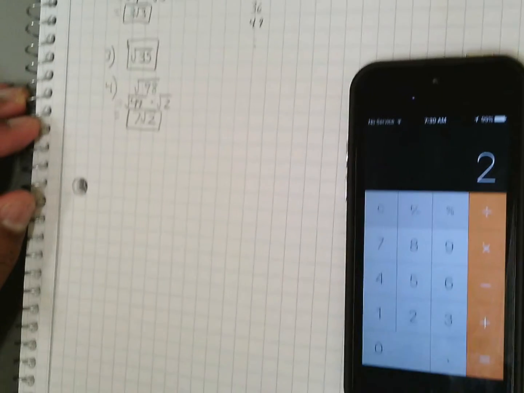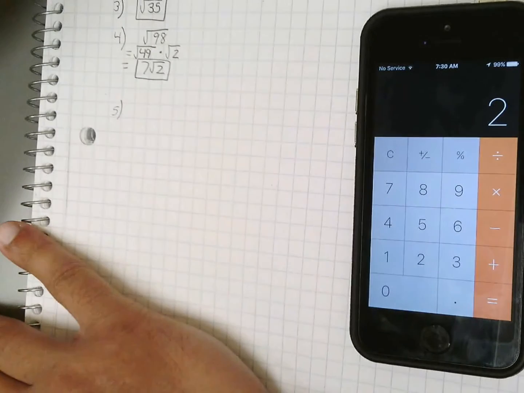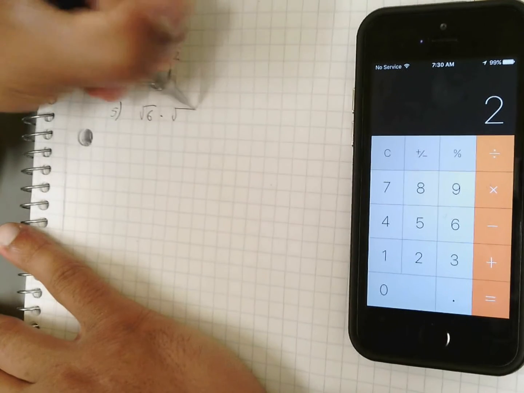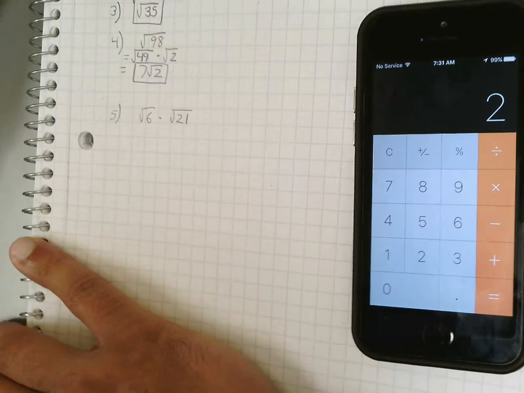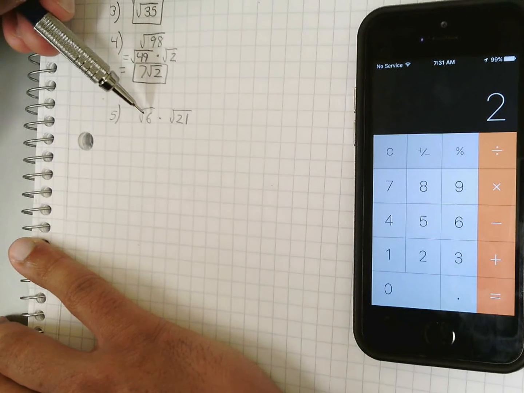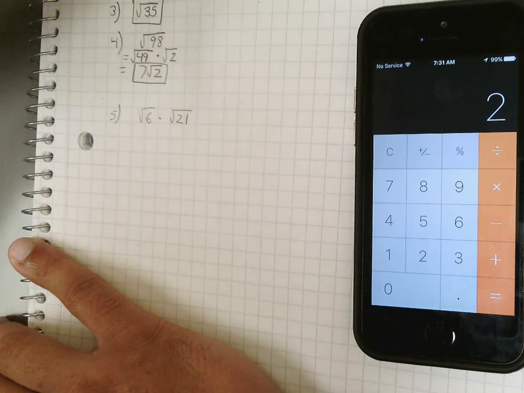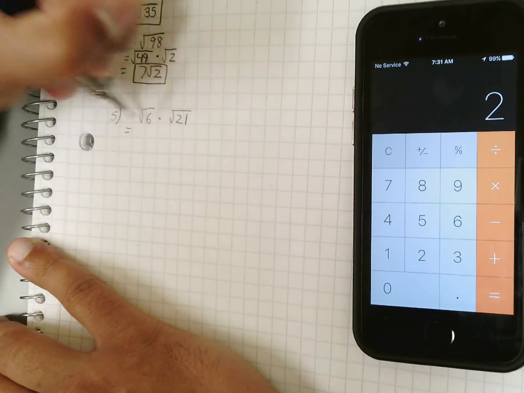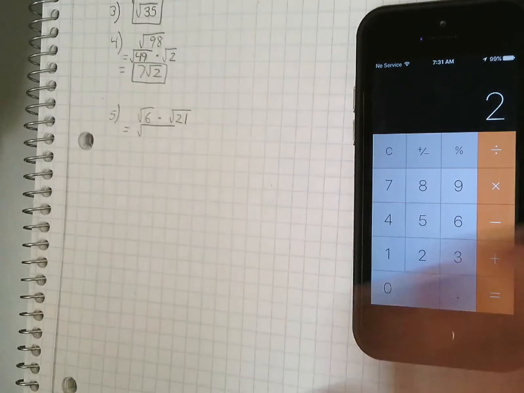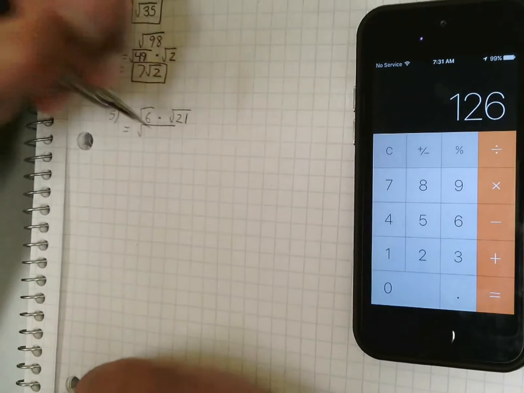Okay, let's look at one more similar type of problem that we need to be able to simplify. So what about the square root of 6 times the square root of 21? Okay. Well, 6 does not have any perfect square factors, nor does 21. So I'm just going to multiply these together, because it's telling me to multiply times. So this is the square root of 6 times 21. Well, 6 times 21 is 126.